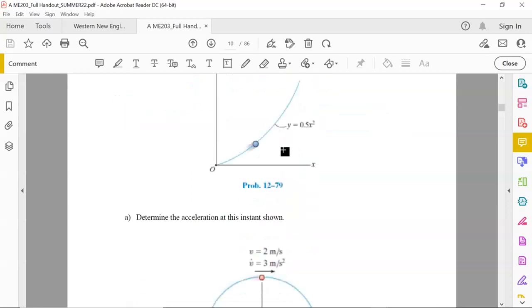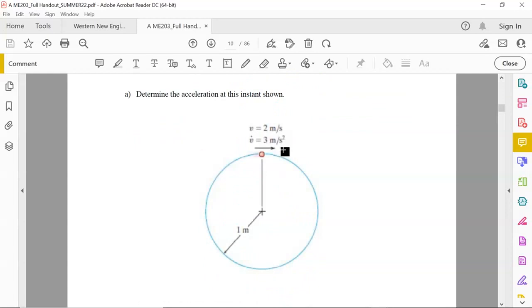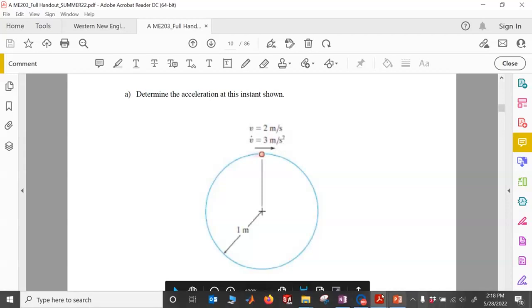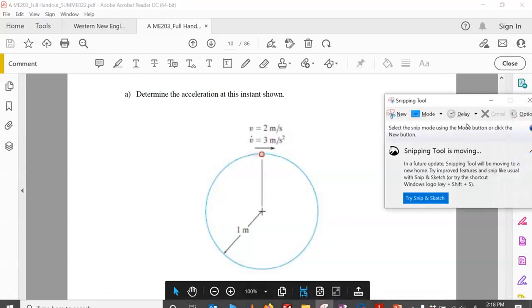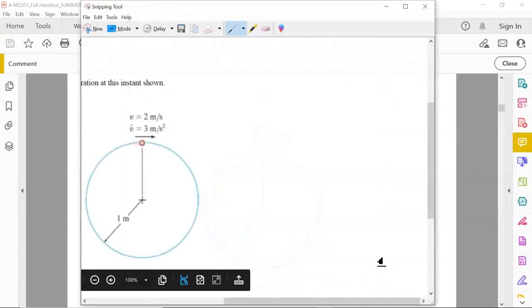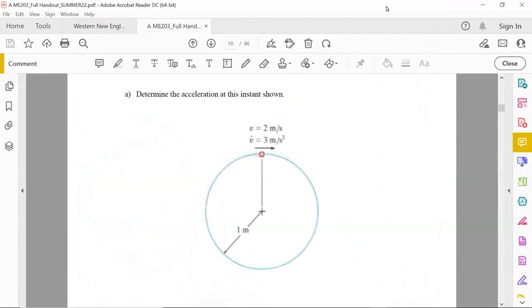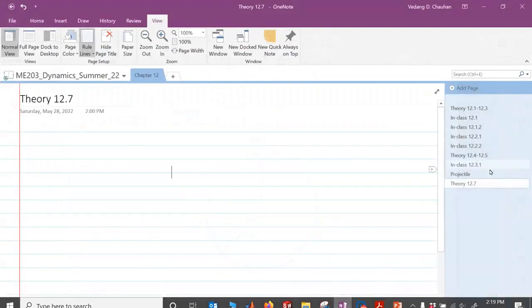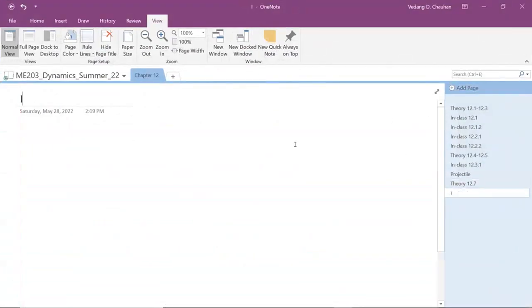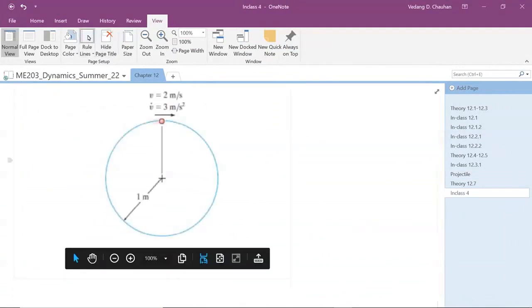Now this problem is regarding normal tangent coordinate system because the particle is traveling along a curved path. So let's work on this problem. Determine the acceleration at the instant where the velocity of the particle is 2 meters per second and the tangential component of the acceleration is 3 meters per second square. So that's the problem statement.